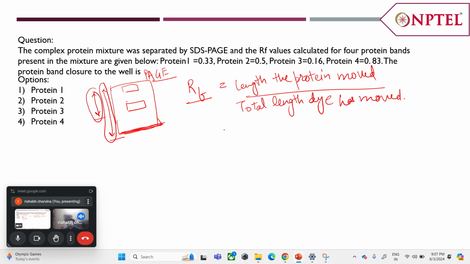Okay, so based on this, what protein would be closer to the well? Can anybody guess? Okay, any more answers?